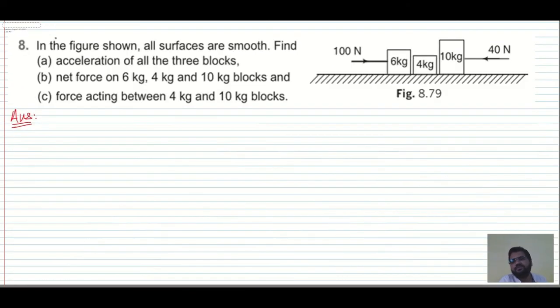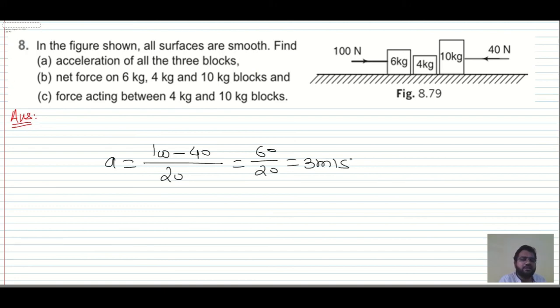Next question. In the figure shown, all the surfaces are smooth. Find the acceleration of all the system. See, what is the acceleration? Greater force. What is the greater force? 100. Minus, what is the smaller force? 40. What is the total mass in the system? 20. So which is equal to 60 by 20, which is equal to 3 meter per second squared. This is the acceleration we have.